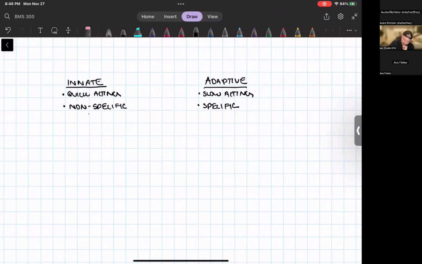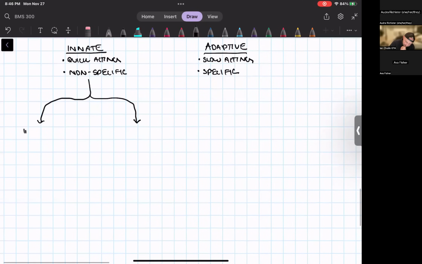So the innate has two things that we'll talk about. First one is going to be inflammation. Inflammation is usually due to bacteria. And we have a few cells at play. So our granulocytes.